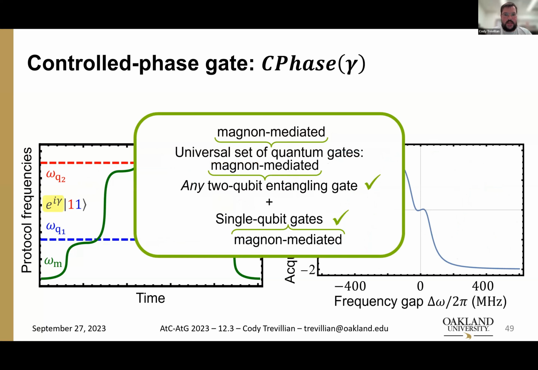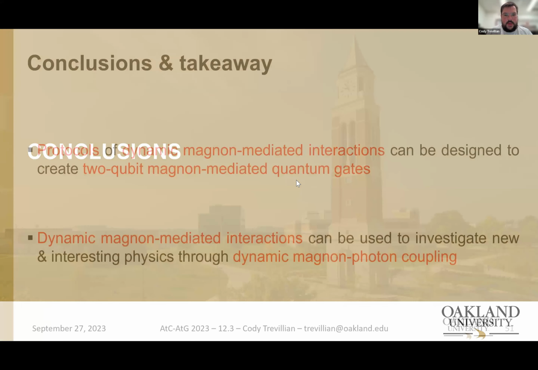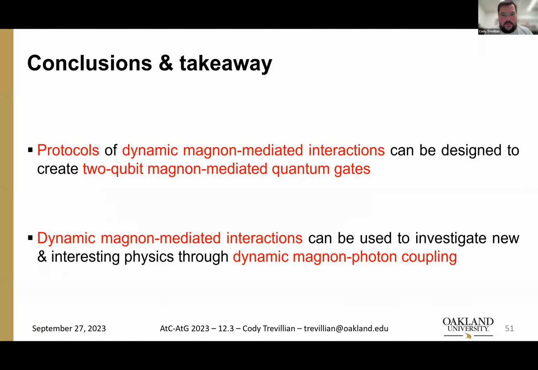And this then checks off all of our aspects of a universal set of magnon-mediated quantum gates. And I described mainly for you here the 2-qubit magnon-mediated quantum gates. So in conclusion, we have different protocols that we can design, and it's just another aspect of these dynamic magnon-mediated interactions.